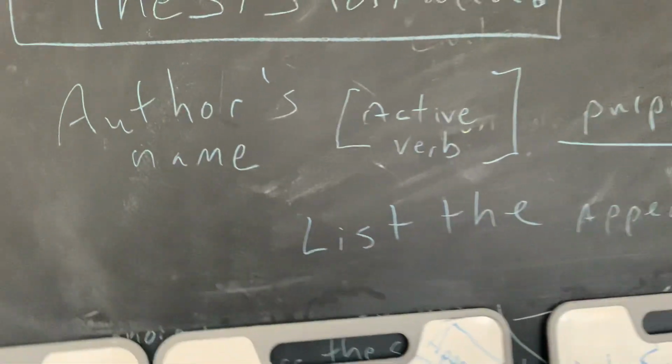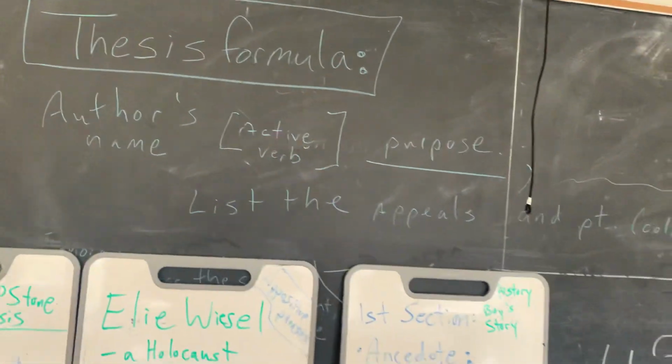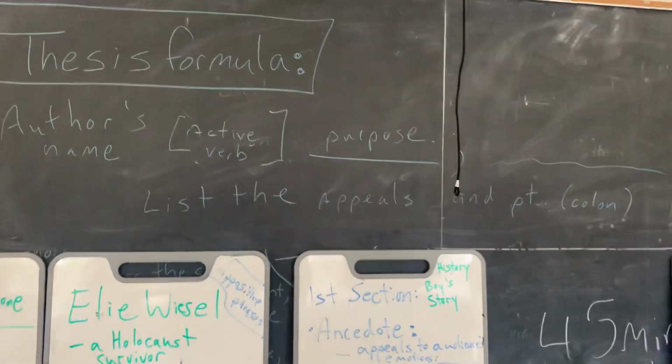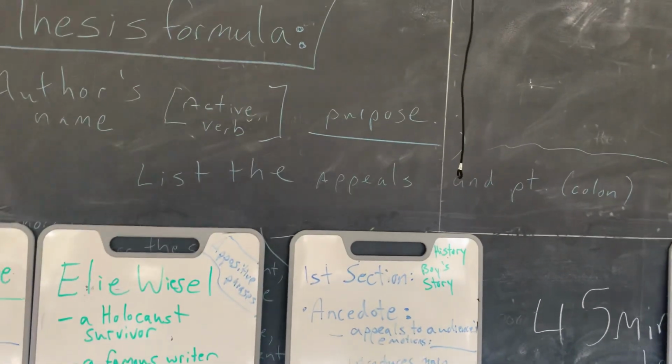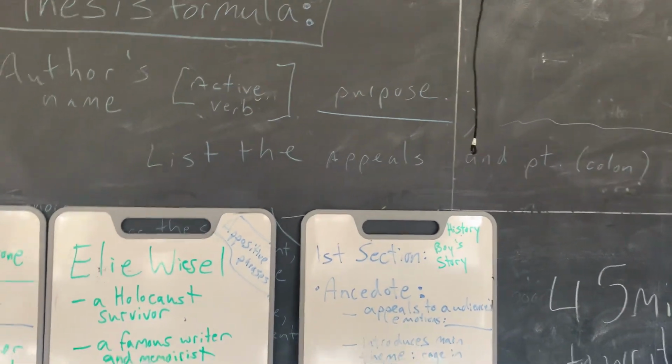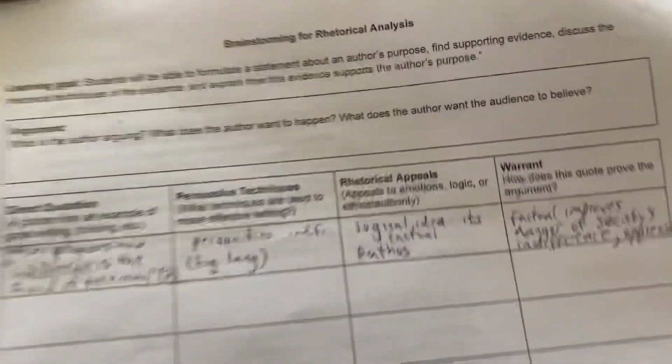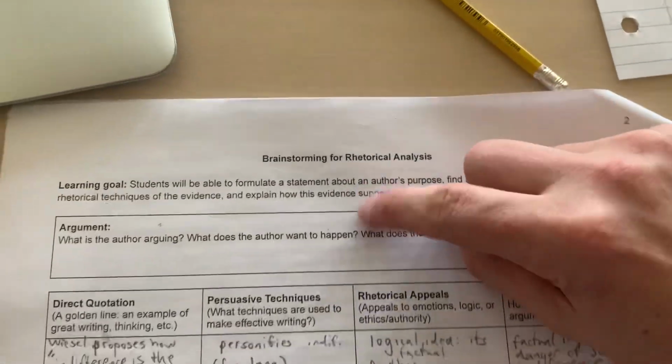If we go back to the formula that I was teaching the class, I tell them some things to put in that thesis sentence. The author's name, using an active verb like proposes, argues, refutes. Stating the purpose. What's his purpose about indifference? That kind of guides you into coming up with your thesis purpose statement.